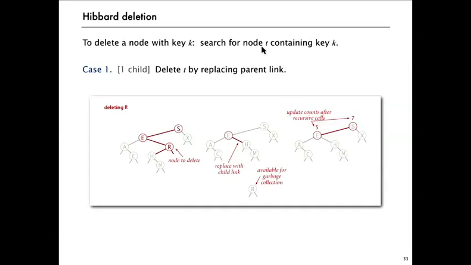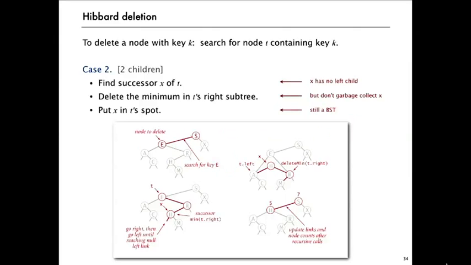The next most difficult case is like the delete min case. We find a node T that contains our key, like deleting R in this tree. It only has one child. Just go ahead and return the link to that child, and that updates the link, and everything works fine. Then the node that was deleted is available for garbage collection because nobody's pointing to it, and again, update all the counts after the recursive calls. So 0 children, no problem. 1 child, no problem. The problem is what happens when there's 2 children.